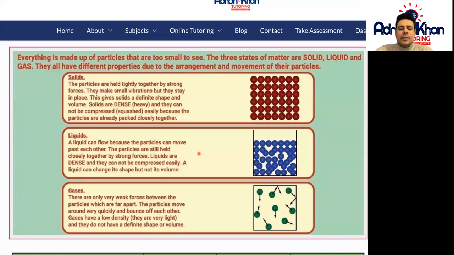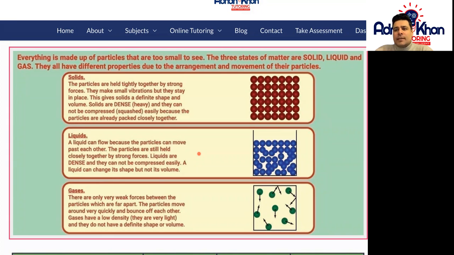Let's have a look at liquids. A liquid can flow because the particles can move past each other. The particles are still held closely together by strong forces, but liquids are dense and they cannot be compressed very easily. A liquid can change its shape, but not its volume.